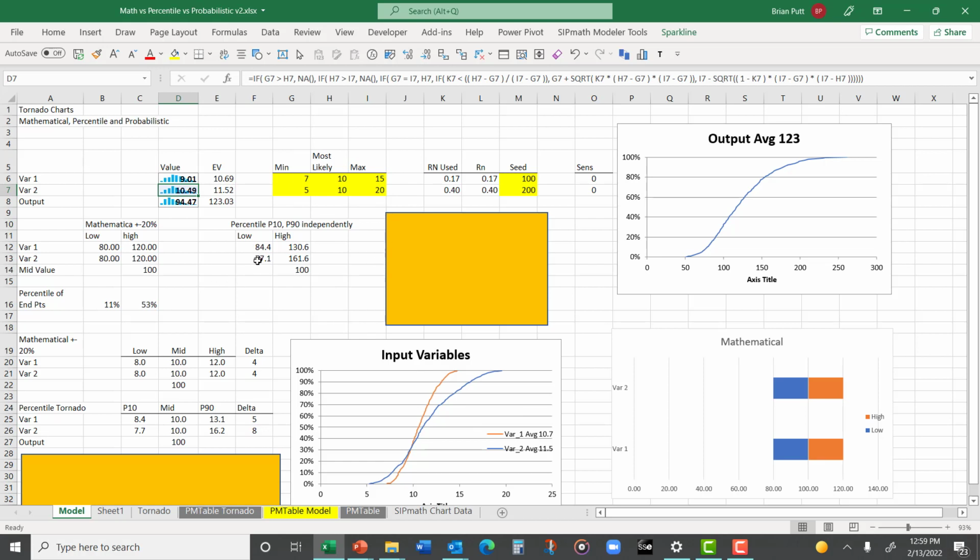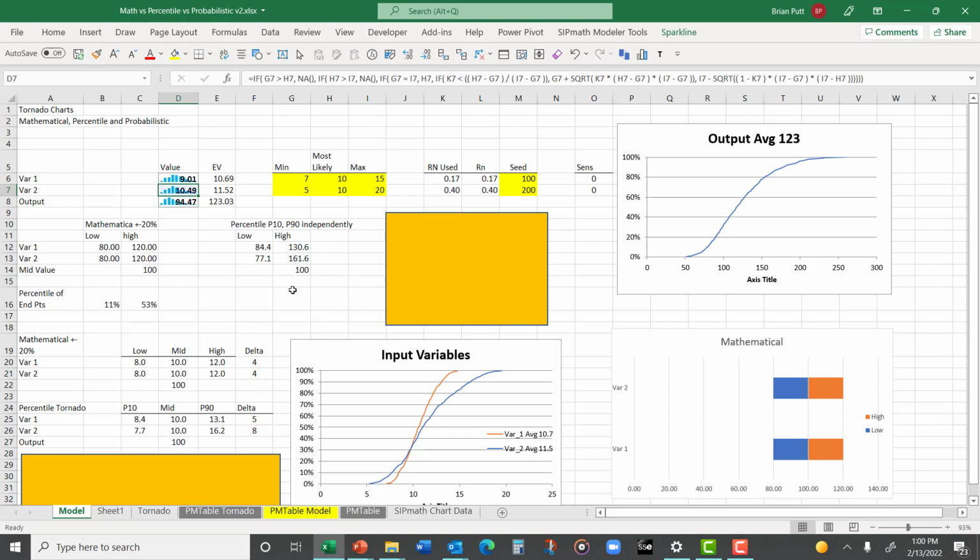If I take the P10 and P90, the ranges for variable 1 are 8.4 and 13.1. Clearly this is a little bit higher than 8, and this is certainly higher than 12. And the range for variable 2 is 7.7 and 16.2. This is lower than the 8, and this is much higher than the 12. So as a consequence, when we put those into the model, we find these results. It goes to 84.4, 130, 77, and 161.